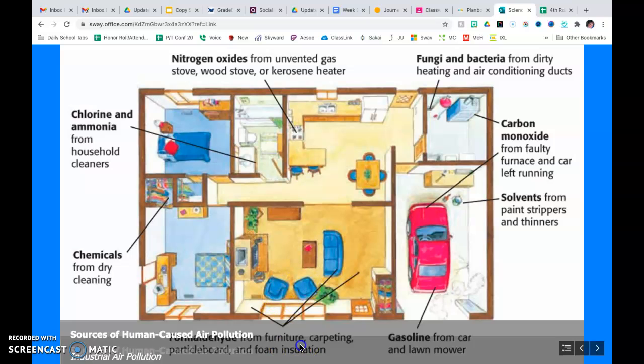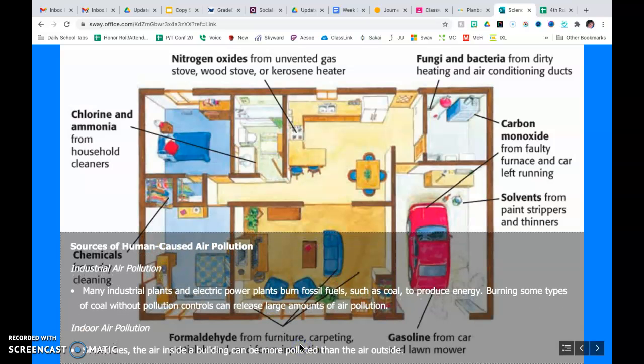So sources of human-caused air pollution, we've got a picture here, and we'll go through each one of them. We know that industrial plants and electric power plants that burn fossil fuels like coal to produce energy, of course put pollution into the atmosphere. They have since tried to cut back on those emissions through creating the Environmental Protection Agency. So they've had to spend money to bring the factory and industrial plants up to code, so to speak, so they don't produce as much pollution.